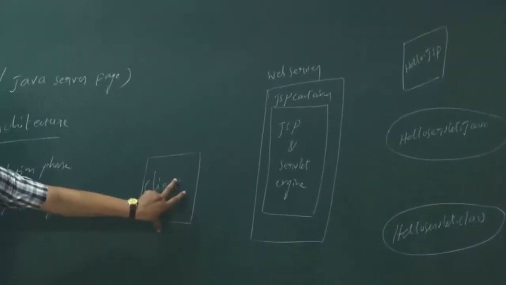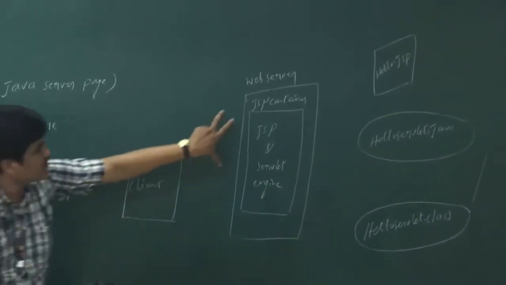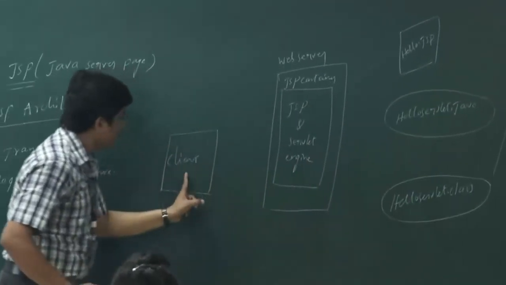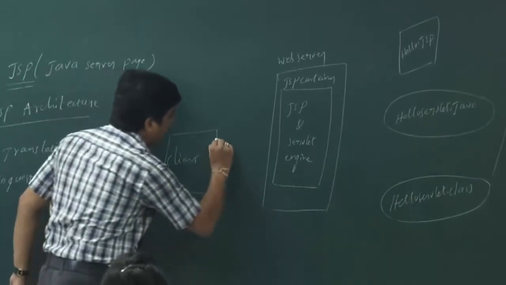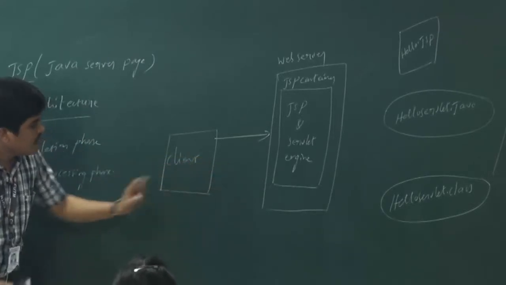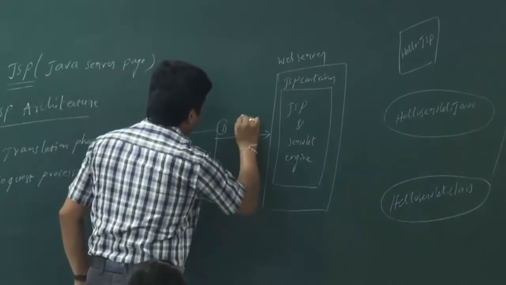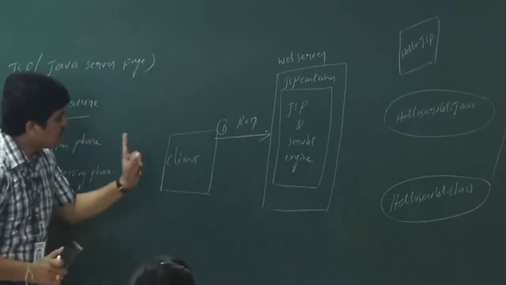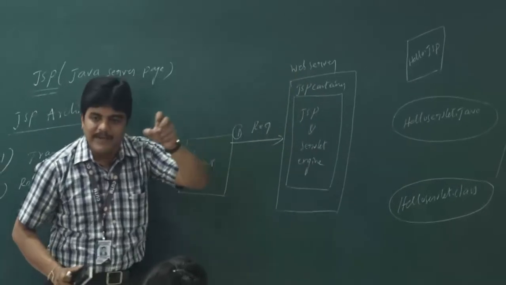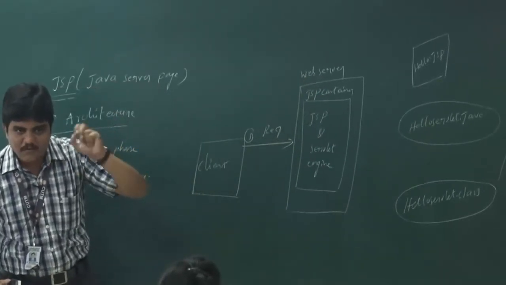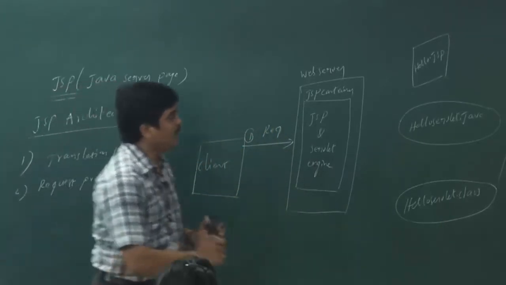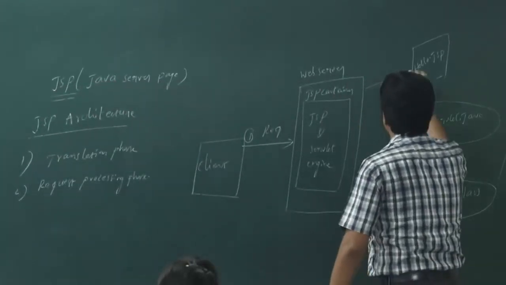In our JSP architecture there is a client and a web server, and there are some applications there. First of all, the client sends a request to the web server. That is the first step. Once the client sends a request to the web server, the web server recognizes the request. Once the web server receives the request, it recognizes it, and the same request is forwarded to the JSP page.